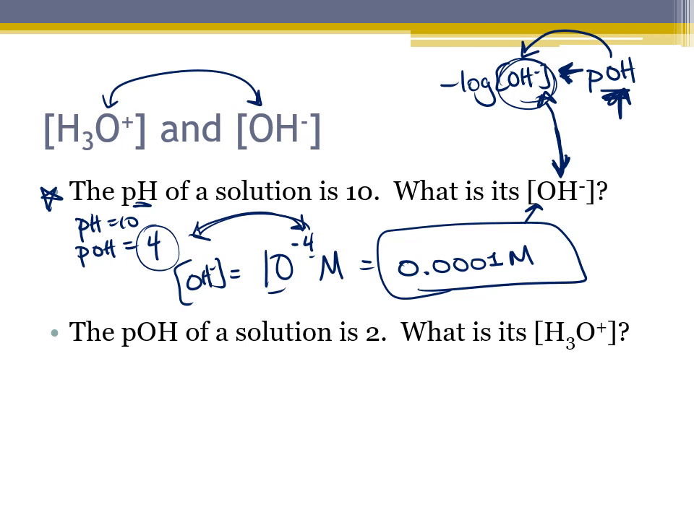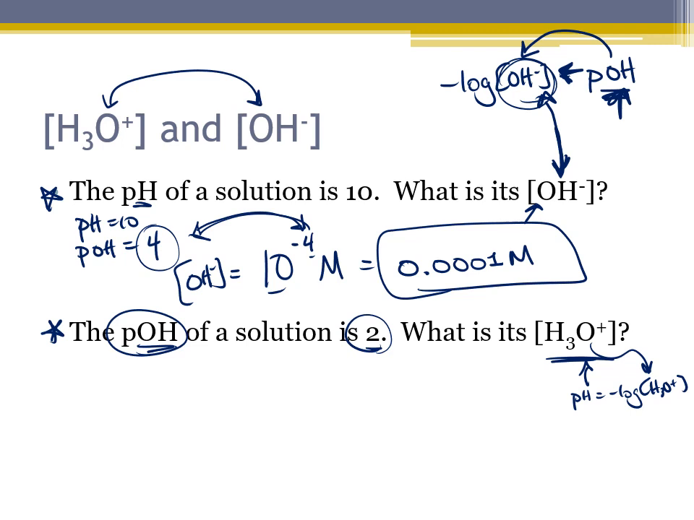Good. Let's do one more together, and I'm going to have you do one on your own. The pOH is 2. What's the hydronium ion concentration? To find this, I need to use pH is equal to the negative log of the hydronium ion concentration. I need to figure out what that is. Right now, I only have the pOH. I can't use the pOH. I need to use the pH.